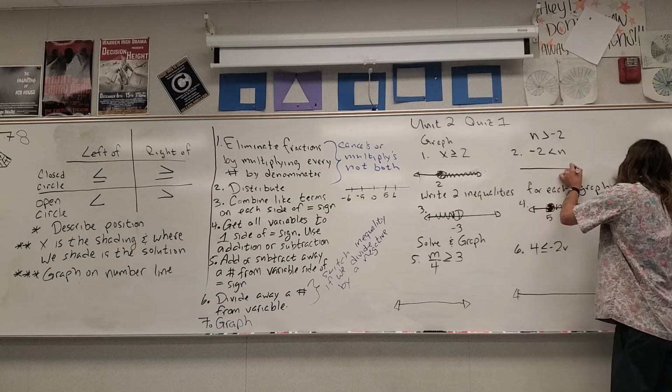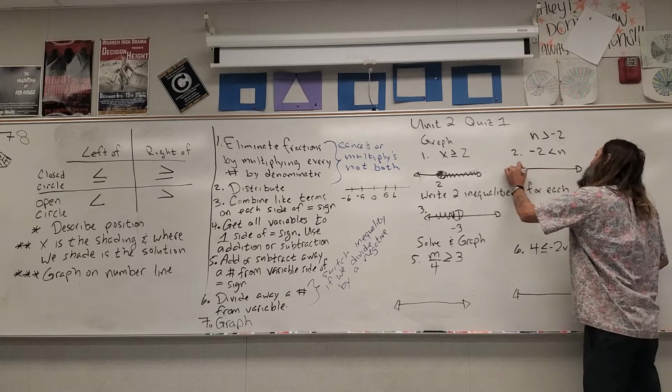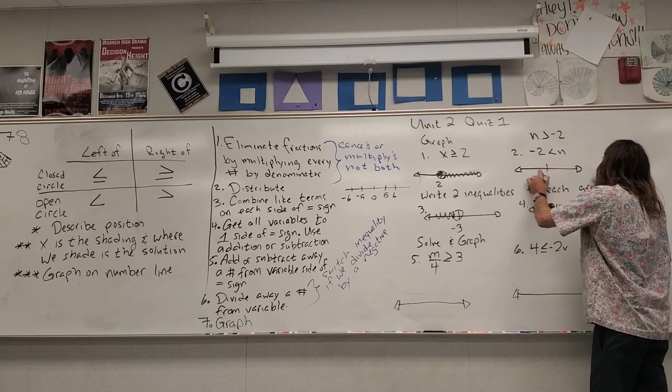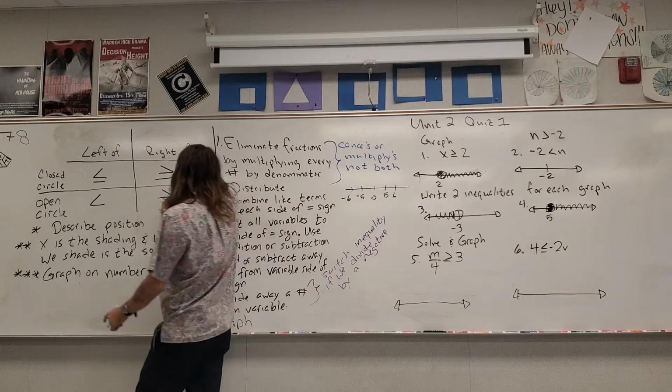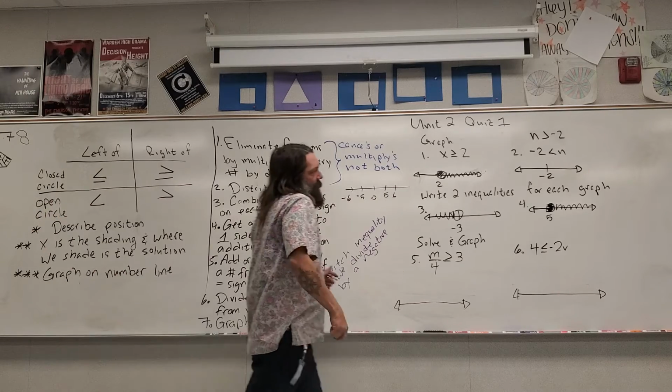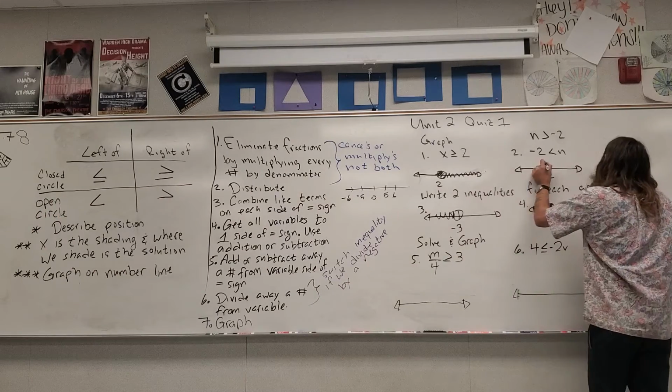So let me draw my graph here. And I'm going to put a negative 2. This tells me that I have an open circle. And it tells me that I'm going to shade to the right.